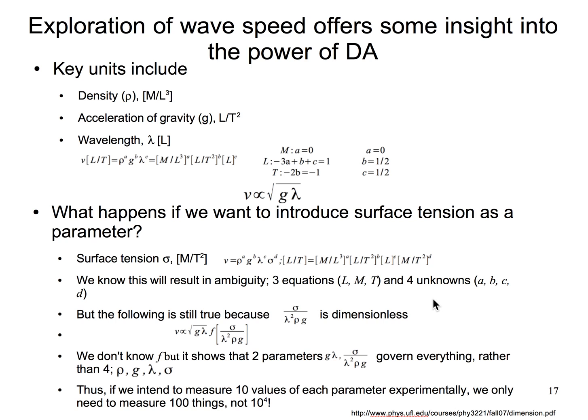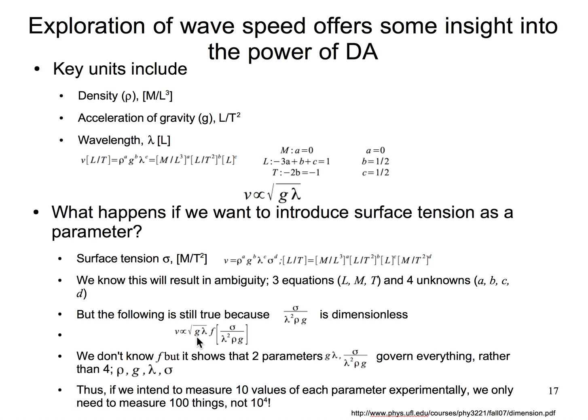But this leads to a very interesting result. We may not be able to include surface tension in our analysis because we're ambiguous with respect to solving for parameter D. However, we do notice something very interesting. The term sigma over lambda squared rho g is dimensionless. So remember, if you put in these units for sigma and build this, you'll find it's unitless.